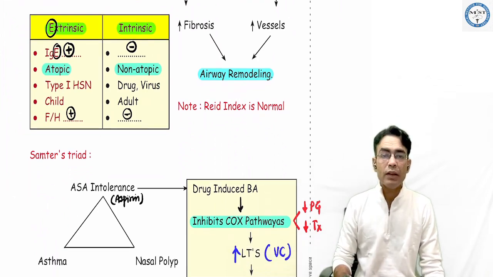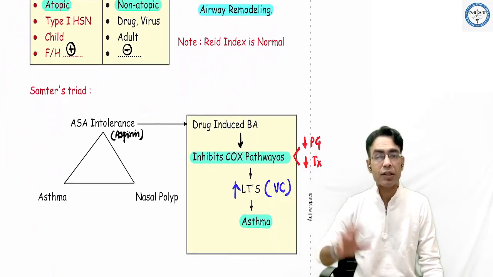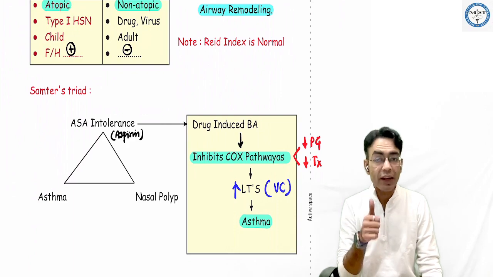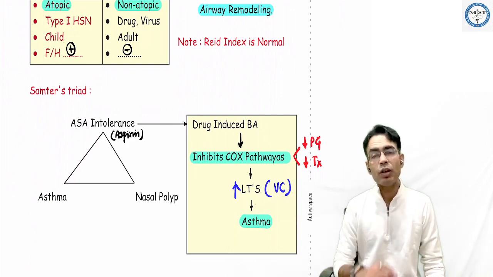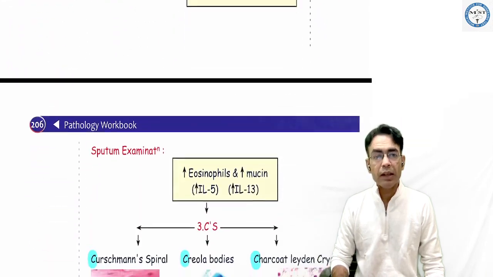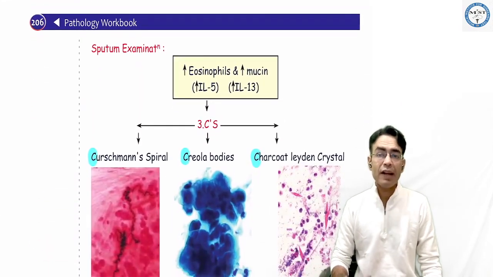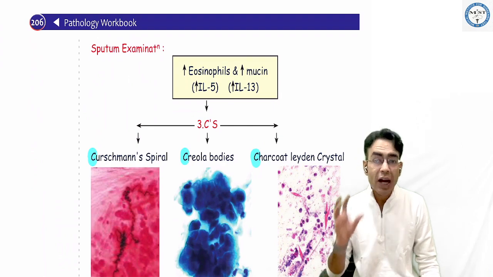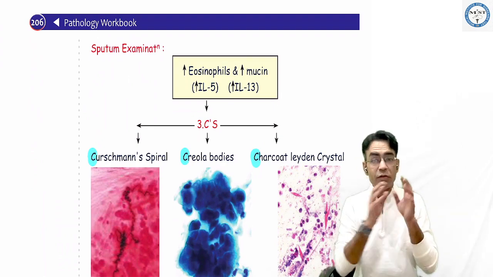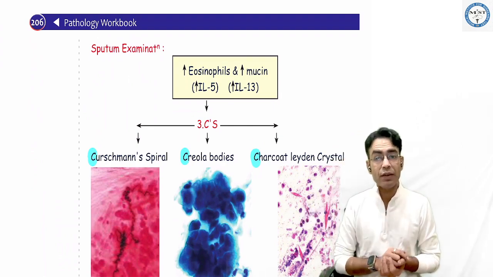Okay. With bronchial asthma, remember Samter's triad, where you have intolerance of ASA, namely the drug aspirin, you have nasal polyps, and you have asthma. Then in the sputum examination of asthma, you will have three C's: the Curschmann spirals, Creola bodies, and Charcot-Leyden crystals. Three C's, bronchial asthma, type 1 hypersensitivity reaction.